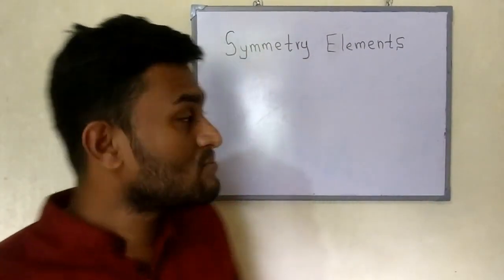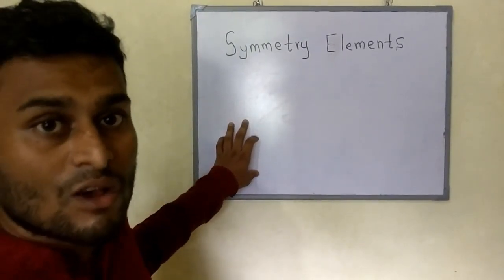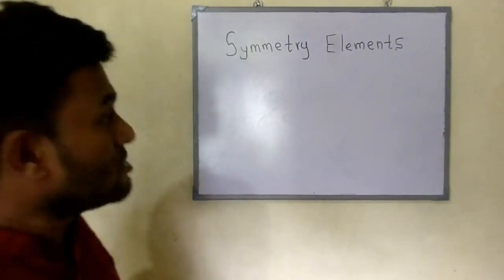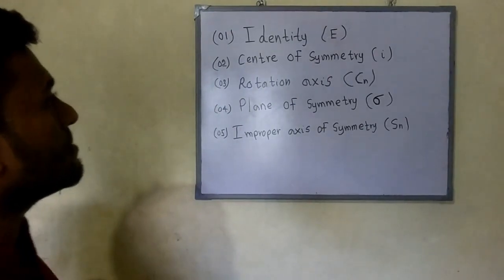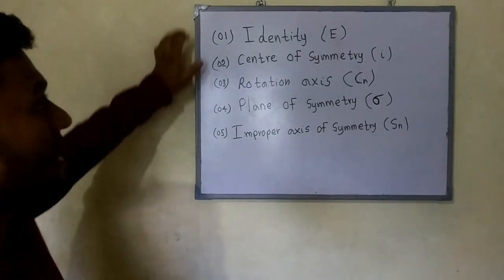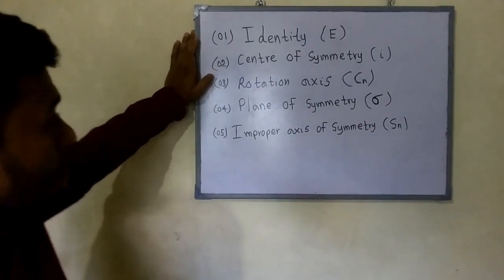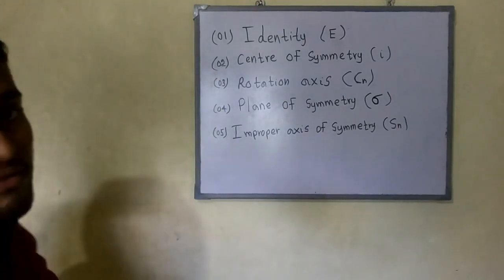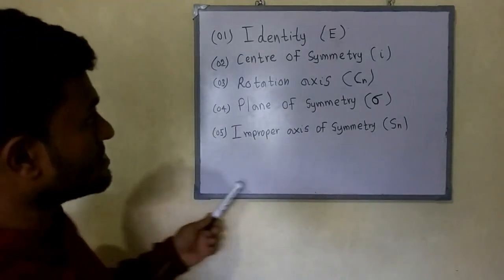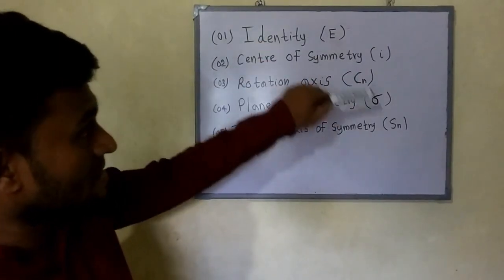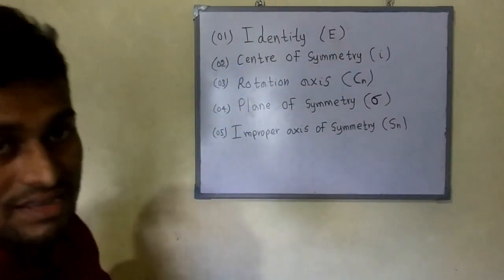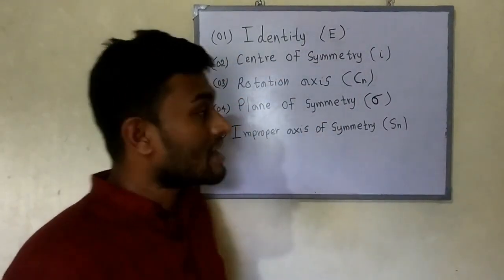There are 5 types of symmetry elements we can see. So first of all, let's look at the symmetry elements we are going to study today: identity of symmetry, center of symmetry, rotation axis, plane of symmetry, and improper axis of symmetry. They are designated as E, i, Cn, sigma, and Sn.